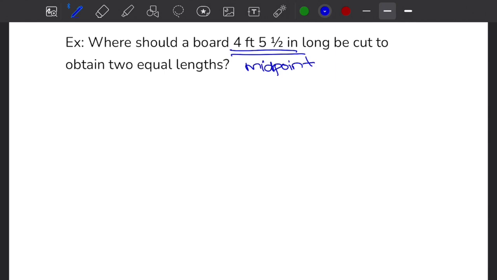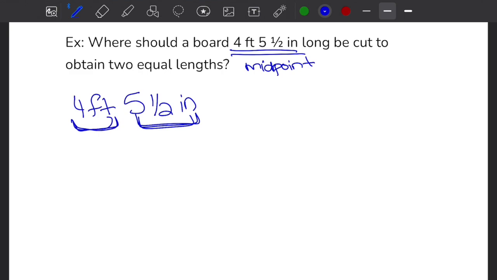Now again, there's multiple ways in which we can approach this. I'm going to go with the simplest way that I can see right now, which is just combining the units together. I'm going to convert the feet into inches, and then combine it with this number. So I'm going to take 4 feet, convert it to inches, and then add it to 5.5 inches.